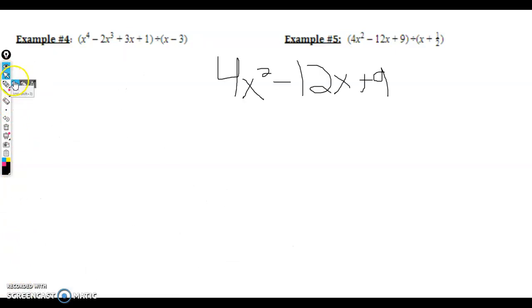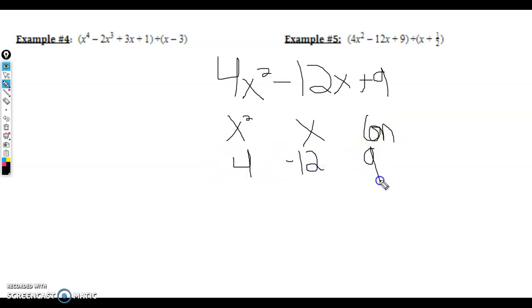Okay, so I rewrote my example 5 in standard form. Now I'm going to make my little columns: x squared, x, and my constant. My x squared is a 4, a negative 12, and a 9. If I set this equal to 0, my magic number is negative 1/2. Guys, I'm trying so hard to write this well.